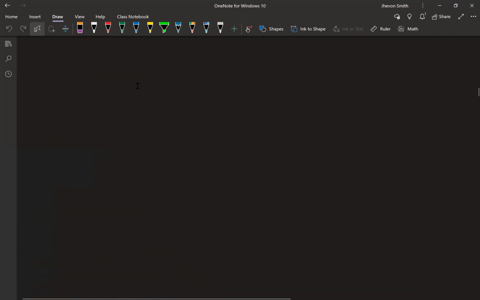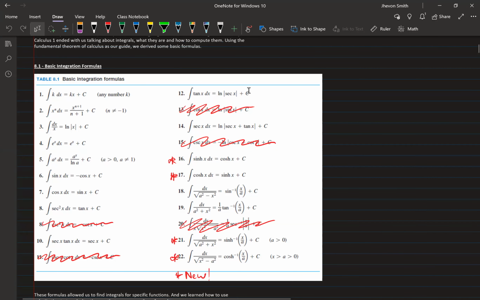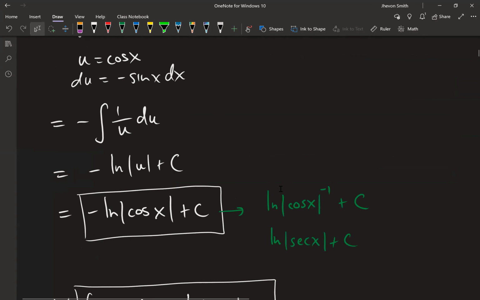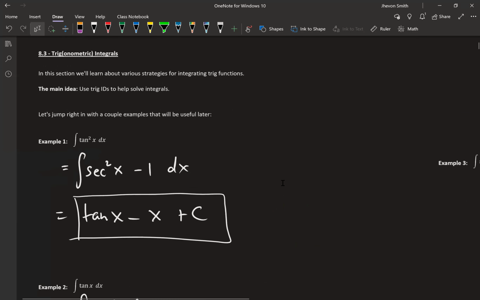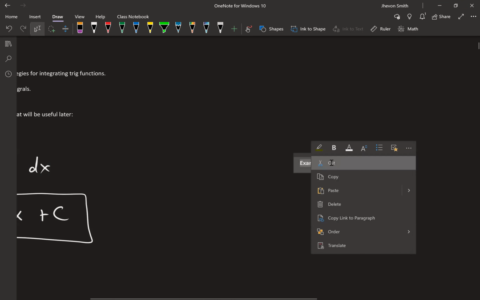Was it in that table? Yeah, it's right here, ln of secant. So that is a basic rule that we know, but that's how the rule came about. So now you know. Let's look at this last example here. Integral of secant.